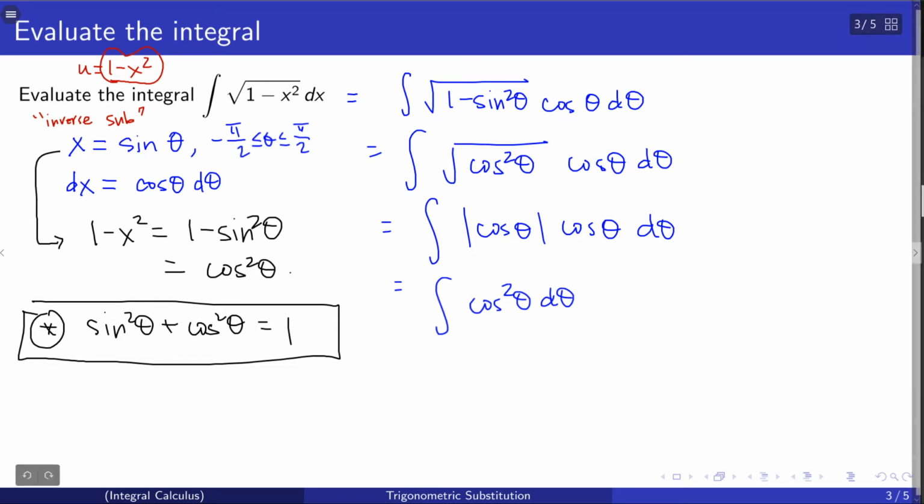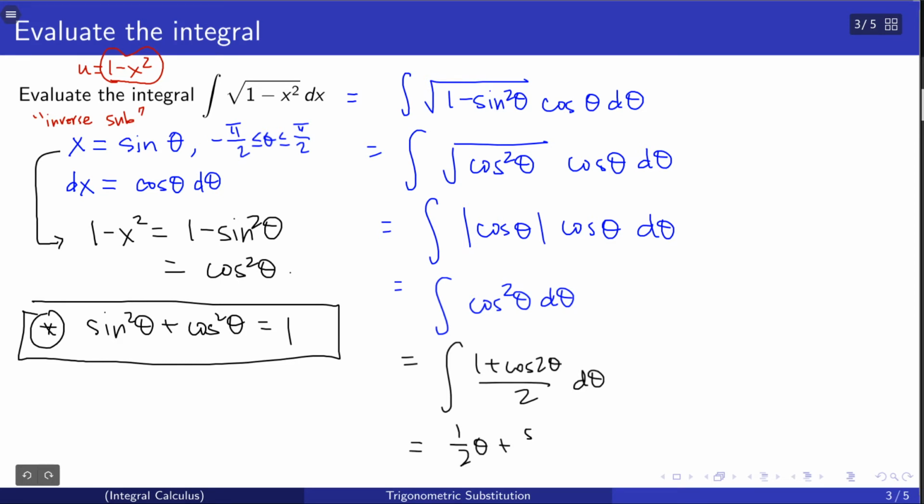Well, this is a reason why we talked about the trigonometric integrals in the previous video. So now we can evaluate this. Cosine squared is 1 plus cosine of 2 theta over 2. And this is now easy to evaluate. That's just 1/2 theta plus sine 2 theta over 4 plus c. Right? And now we have an antiderivative, although it's not yet in terms of x, but we have an antiderivative.